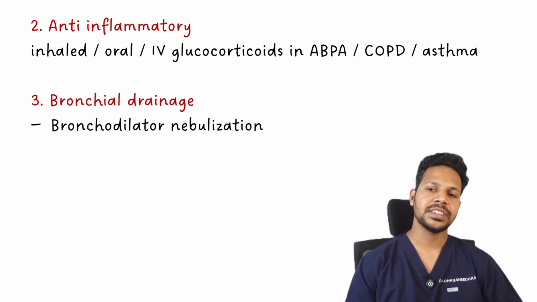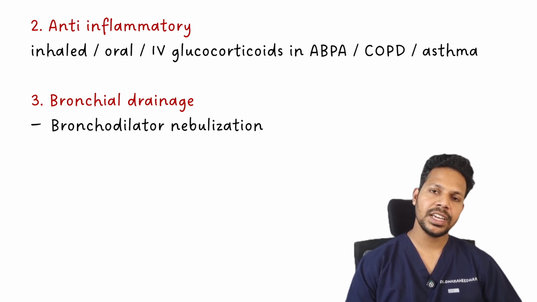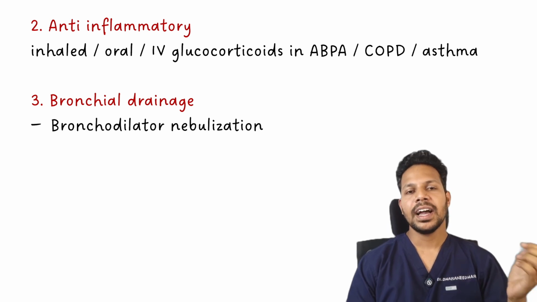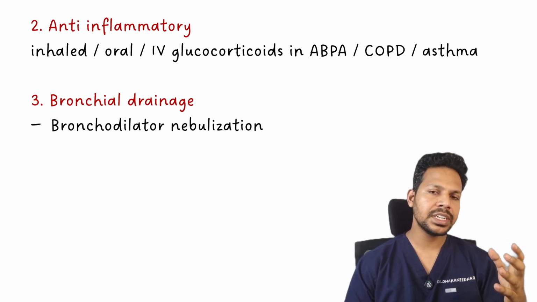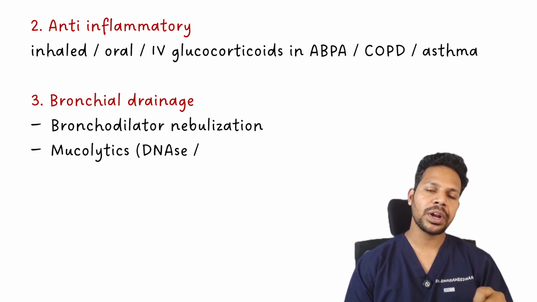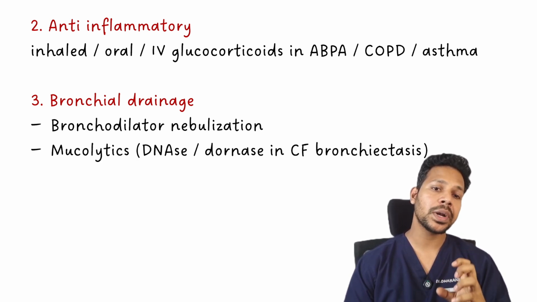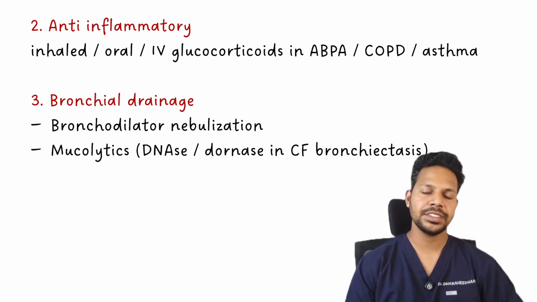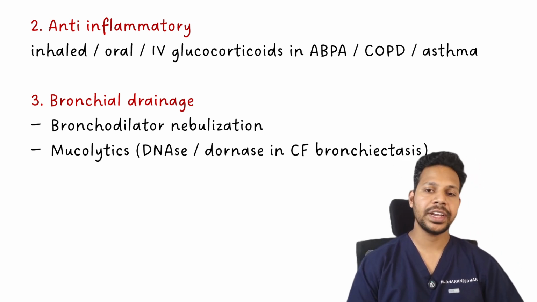And the mucolytics. The mucolytics are specifically used in cystic fibrosis related bronchiectasis. Of course, simple mucolytics like N-acetylcysteine as well as ambroxol can be used in all cases of bronchiectasis, but specifically DNase or dornase, which is a recombinant DNase. This is helpful in breaking down the thick tenacious secretions in cystic fibrosis related bronchiectasis.